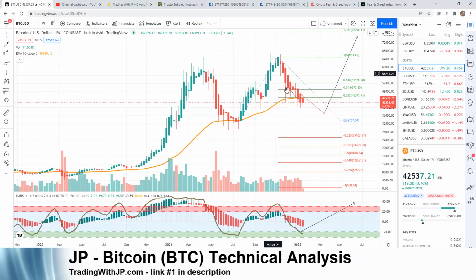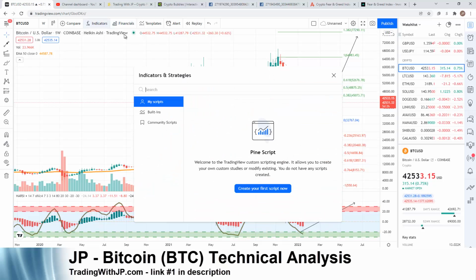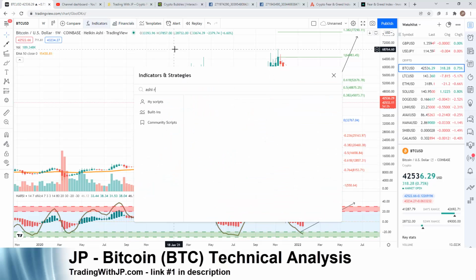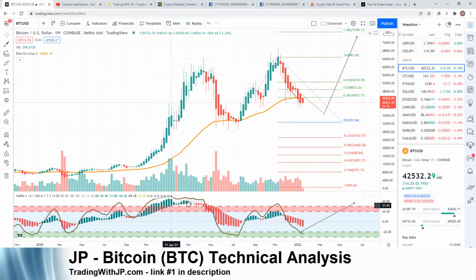identify our downtrend. So as we do that, we are also going to be looking at another indicator for our RSI. So if you go into our indicators and type in Heikin Ashi RSI, you're going to have this oscillator, Heikin Ashi RSI oscillator by Jay Rogers, and you're going to want to put that in here. So you should get something similar to this.